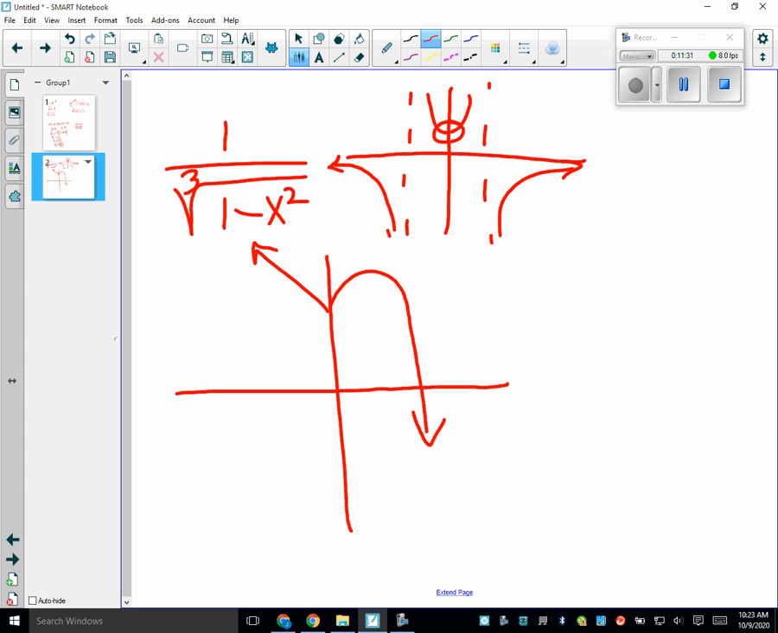A critical point could be 0, because that's where I change from one piece to the other. So that's a possible critical point. For critical points, do we just put the X value or do we have to put an ordered pair? Critical point. Point means X and Y.